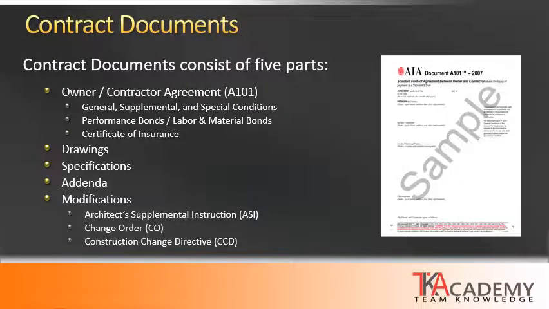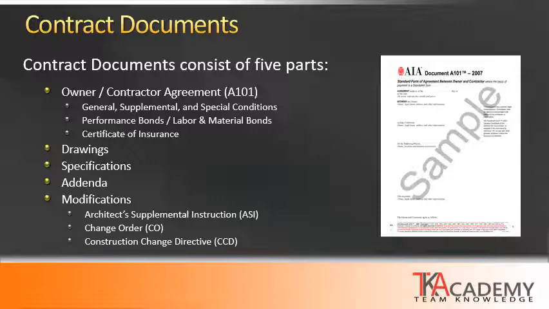One could imagine that a construction contract can be very complex. Typical contract documents consist of 5 separate parts. The first part is the owner-contractor agreement. So this is the written contract between the owner and the general contractor, which specifies a contract time and a contract sum or dollar amount to perform the work.